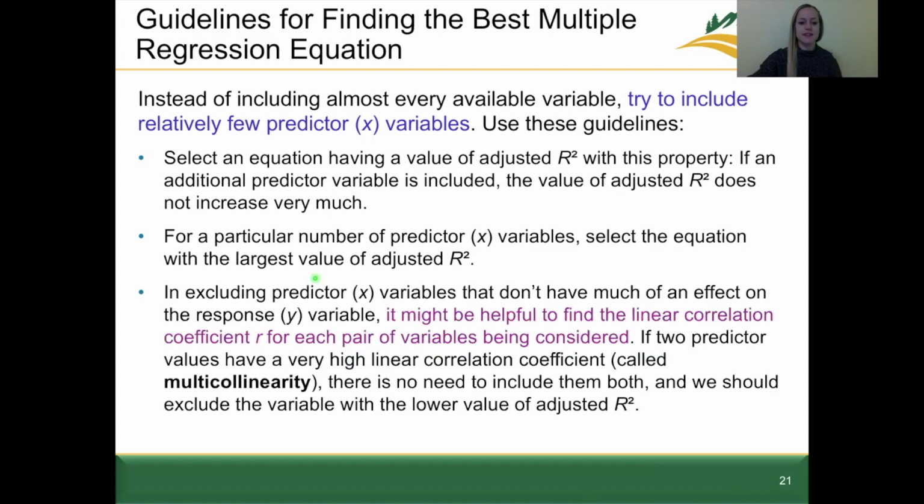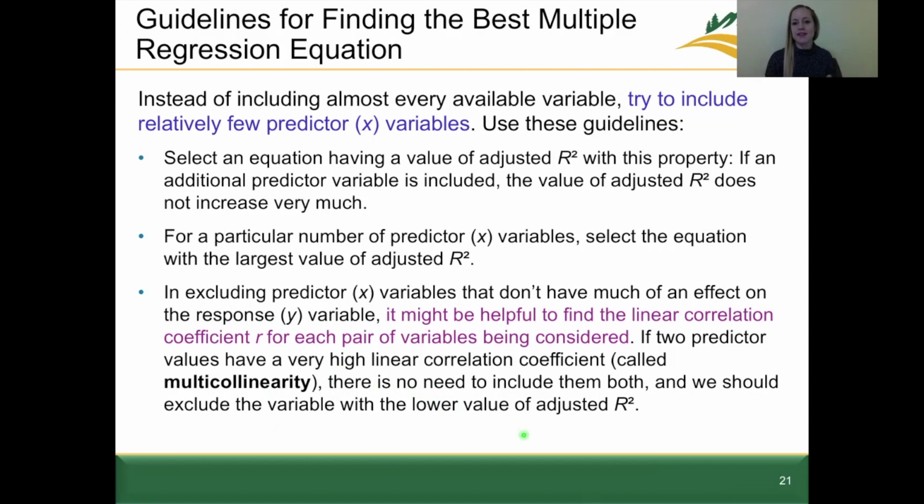Then one last guideline here. In excluding predictor X variables that don't have much of an effect on the response Y variable, it might be helpful to find the linear correlation coefficient R, like we've done before, for each pair of variables being considered. Then if 2 of those predictor variables have a very high linear correlation coefficient, close to +1 or really close to -1, this is called multicollinearity. If this is the case, there is no need to include both of those predictor variables. Instead, we should exclude the variable with the lower value of the adjusted R squared.